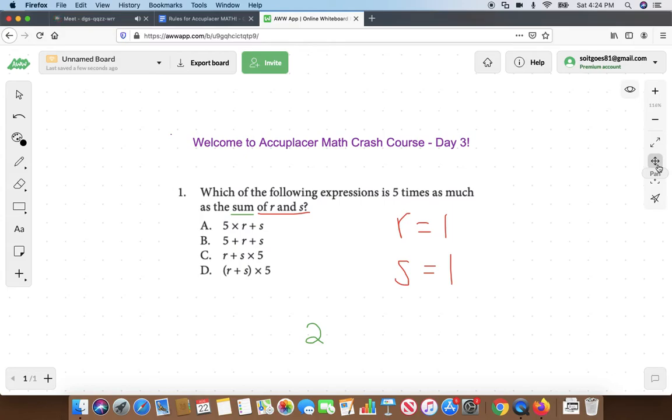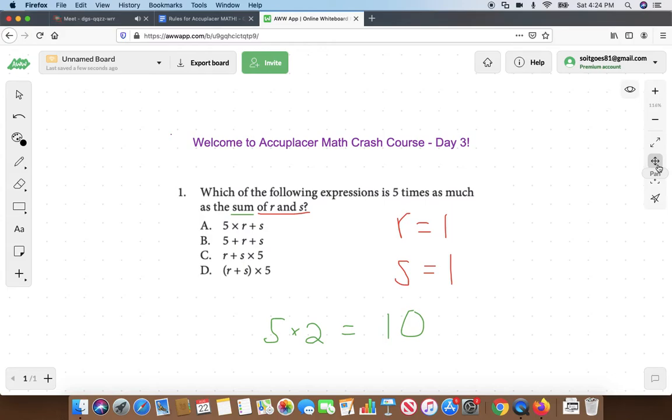Does that make sense? Yes. So what's the answer, by the way? It's just 5 times 2. 10. And that's 10, right? So does that make sense why 5 times the sum of r and s is 10 when r is 1 and s is 1? Does that make sense?